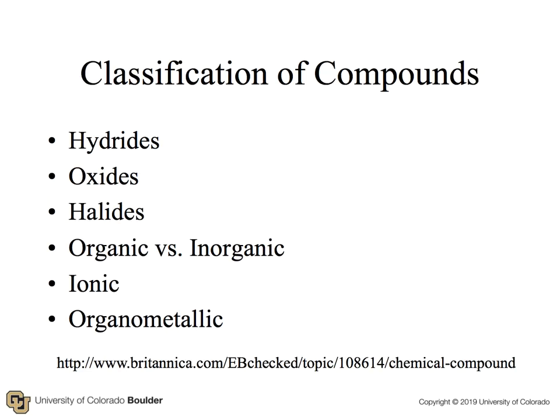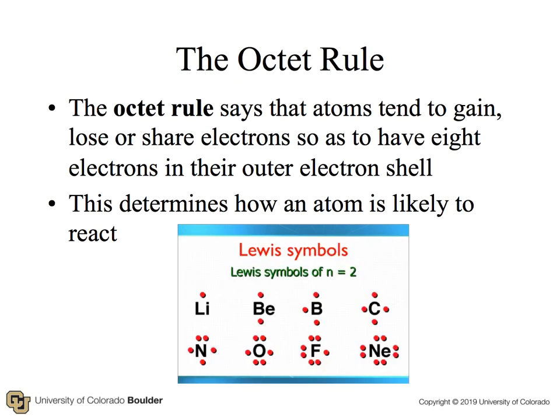Just a little bit more about the chemistry of compounds. Compounds are classified in a variety of ways. These are normal ways to classify: hydrides, oxides, halides, organic versus inorganic, ionic, and organometallic. We'll be mainly concerned with organic molecules, so it's worthwhile noting a few things about organic molecules. And one is the octet rule.